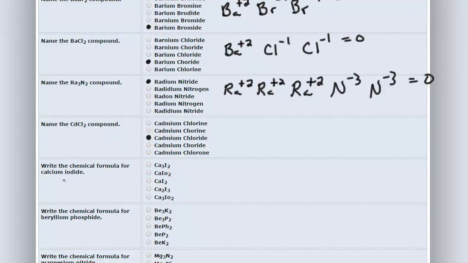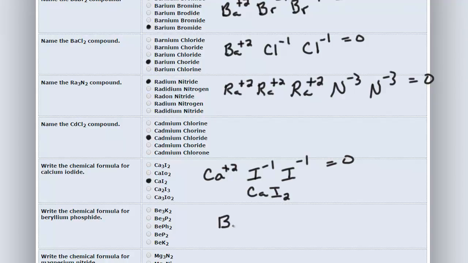Write the chemical formula for calcium iodide. We go to our periodic table of ions. Calcium is a +2. Iodide is a -1. So how am I going to get to 0? Well, I have a +2 and a -1, so I need another one of these iodides. That way I have +2 -1 -1 equals 0. So the formula is CaI2. That's how we write it. Calcium iodide.